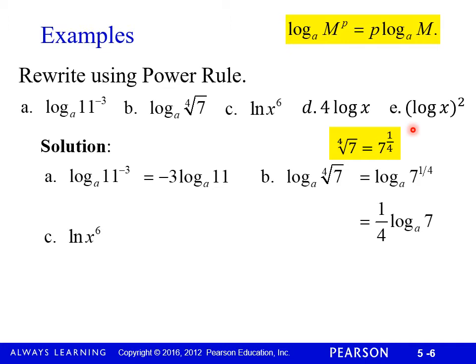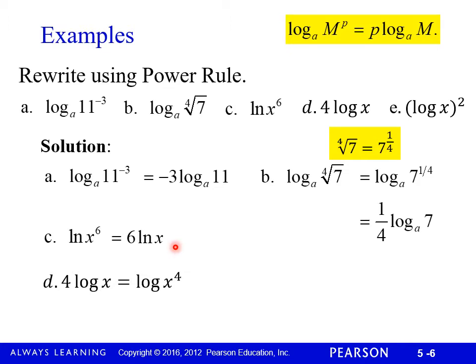For c, the natural log of x to the 6. Remember that the natural log is simply log base e. Again, we have the natural log of x to the 6th power. The exponent comes down in front, 6 times the natural log of x.